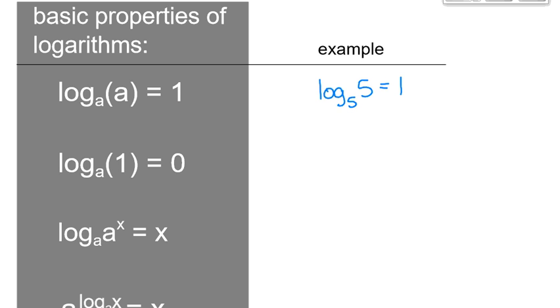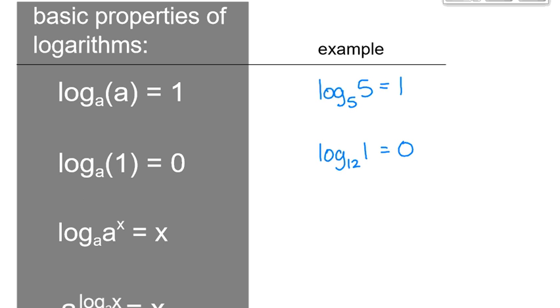Next basic property, log base A of 1 equals 0. For example, log base 12 of 1. So think to yourself, take the base 12, raise it to some power, and your answer will be 1. What power must that have been? 12 to the 0 is the only way to get a 1. So no matter what your base is, if you take that base and raise it to the 0, you get 1.